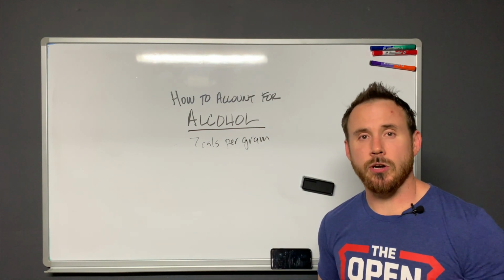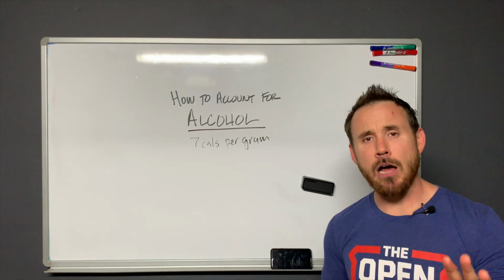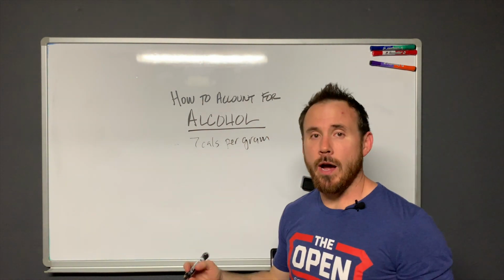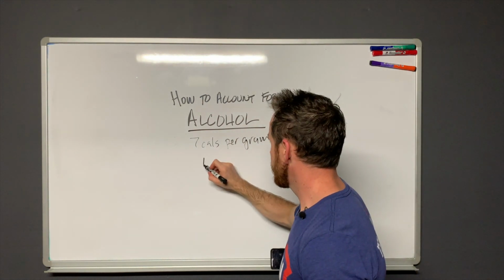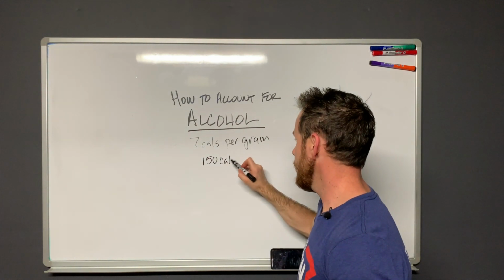Most grain liquors are going to be about 100-ish calories per ounce, okay? And the calories are what matter here. So, for nice numbers, I like wine, so I'm going to use wine. I have a glass of wine, 5 ounces, which is 150 calories.